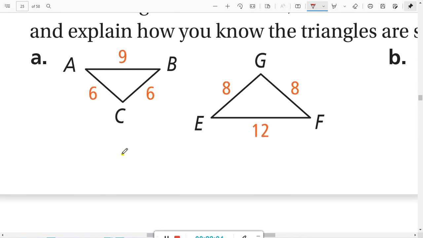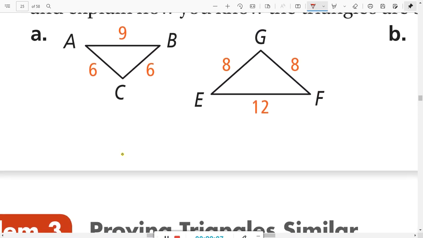Okay, please pause and try Got It problem 2A. See if you can prove these two triangles similar by SSS. All right, so for SSS, we need 3 fractions again. So I'm going to make 3 fractions here. The first fraction is going to be the short side. The second fraction is the medium side. And the third fraction is the long side.